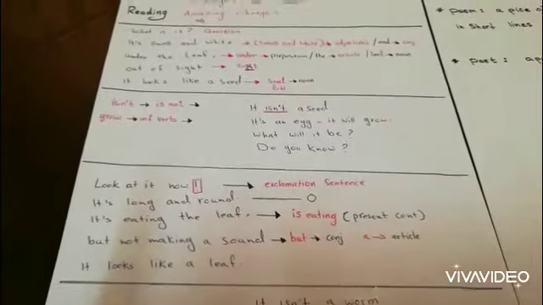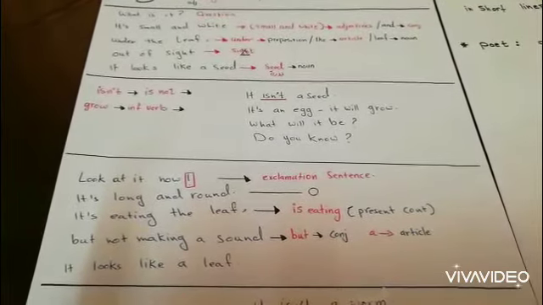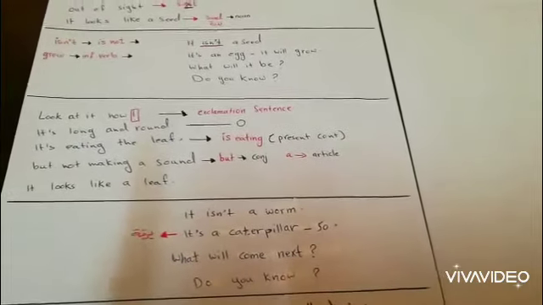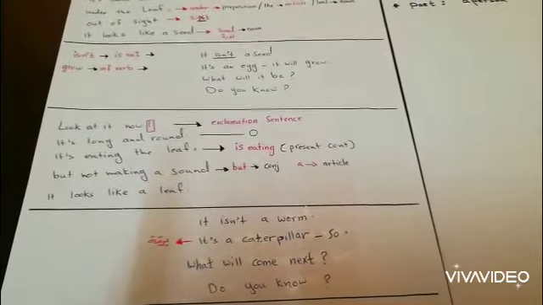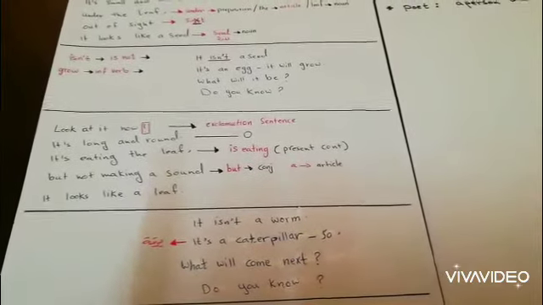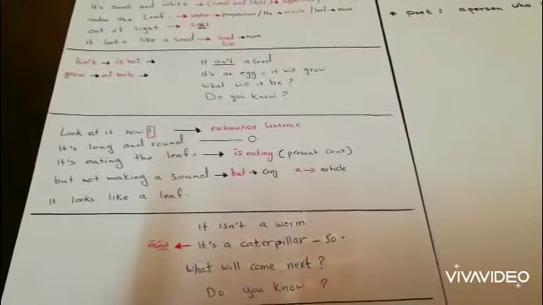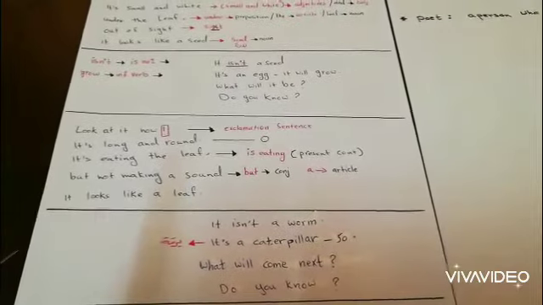It looks like a leaf. تشبه ورقة الشجر. Now, it isn't a worm. It's a caterpillar. So, what will come next? Do you know?